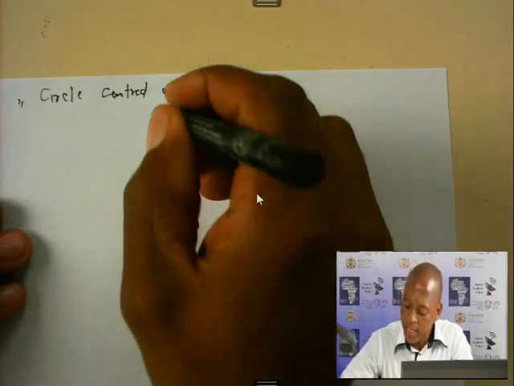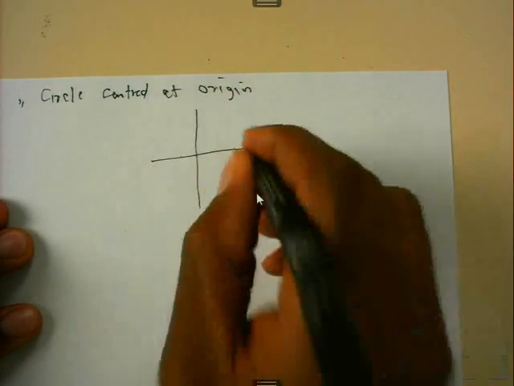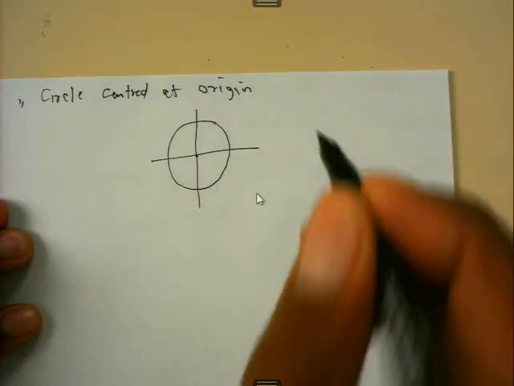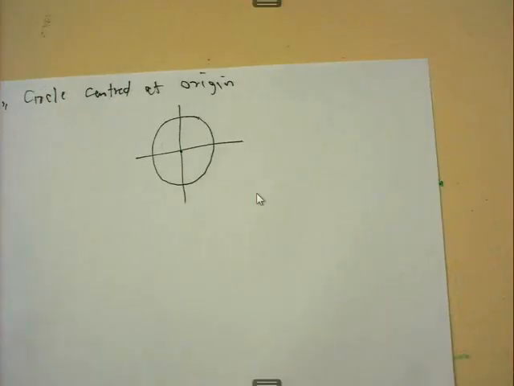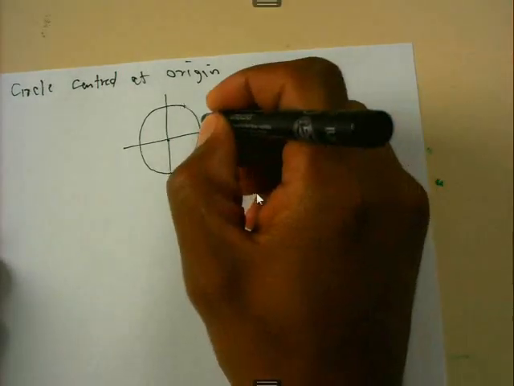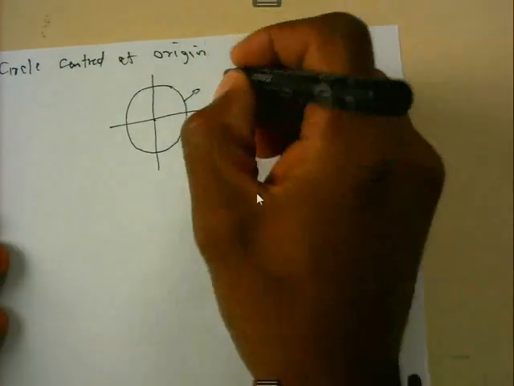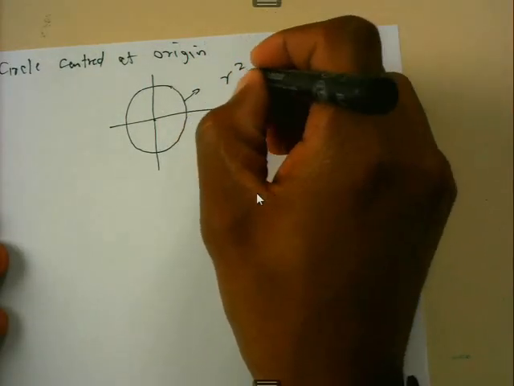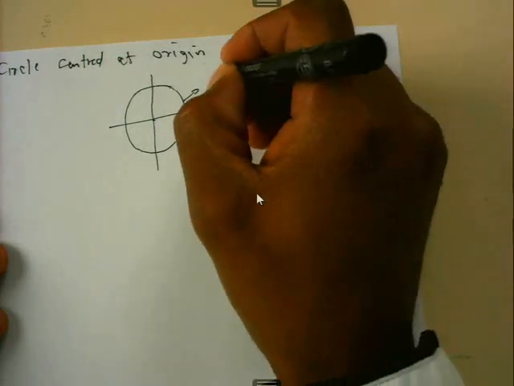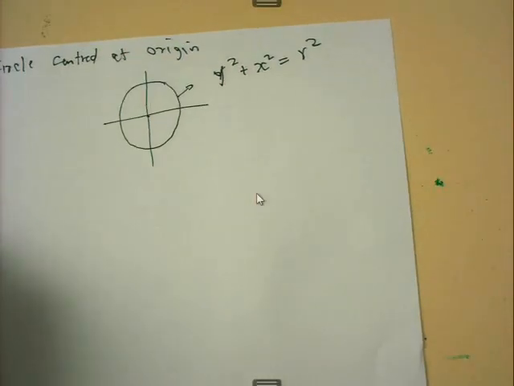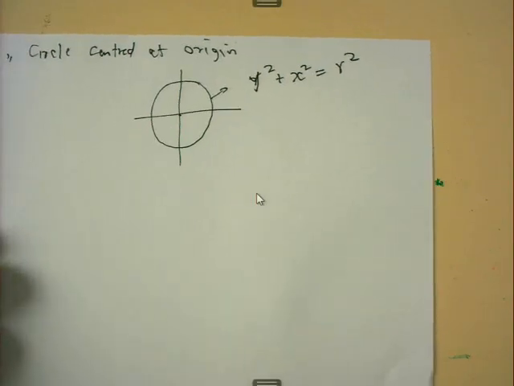When you look at this one here, we have the circle here. This circle is centered at origin, right? What is it that is important here? We must remember, what is the equation of the circle that is centered at origin? Of course, that will be x squared plus y squared is equals to r squared. That is the equation of a circle centered at origin.